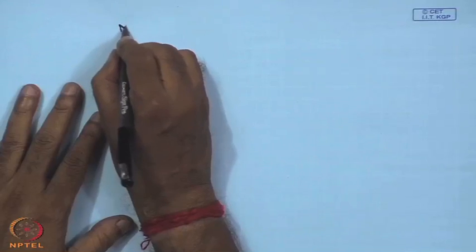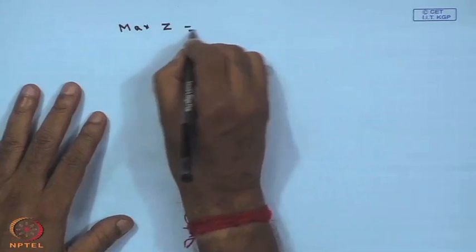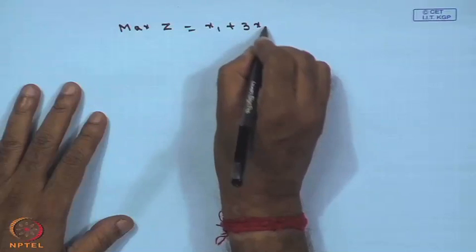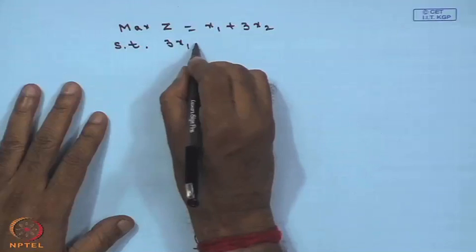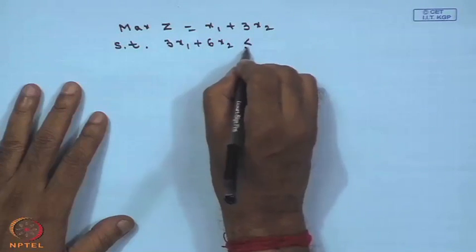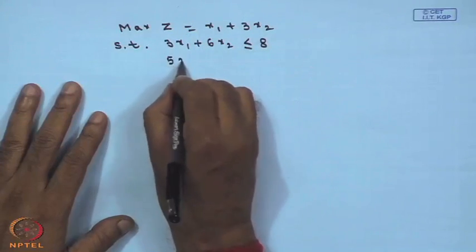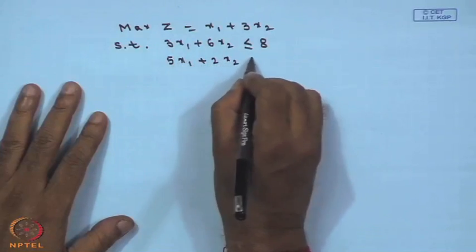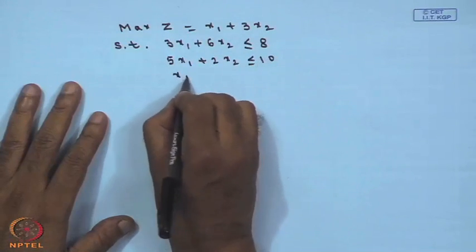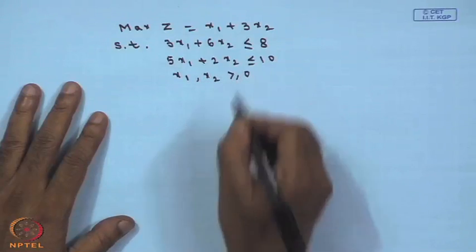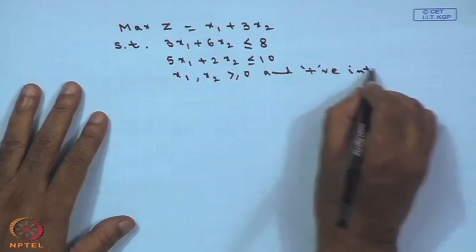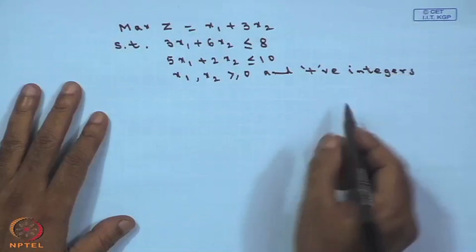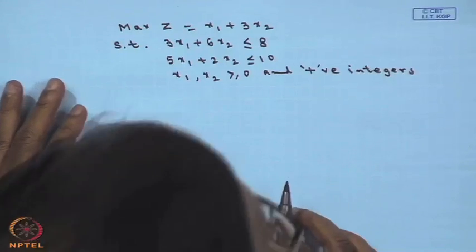Now, let us take one problem: maximize z equals x1 plus 3x2 subject to 3x1 plus 6x2 less than or equal to 8, 5x1 plus 2x2 less than or equal to 10, x1 and x2 greater than or equal to 0 and positive integers. So, we have added this condition that both x1 and x2 are positive integers only.